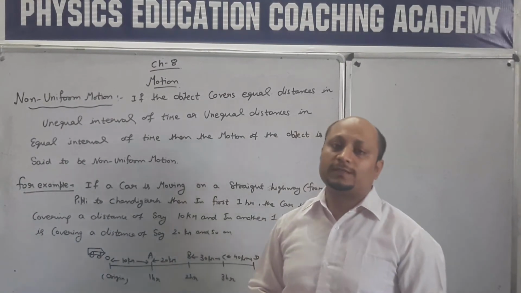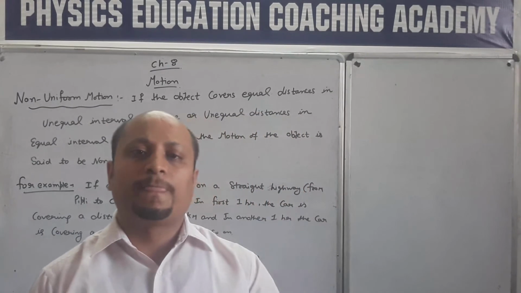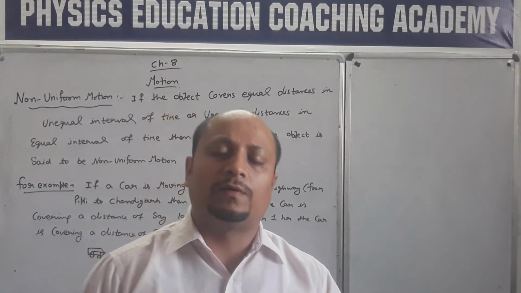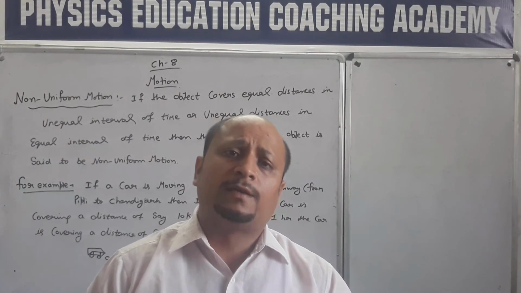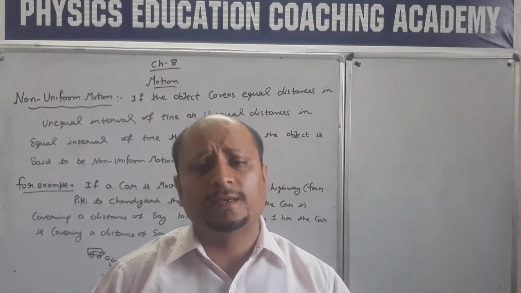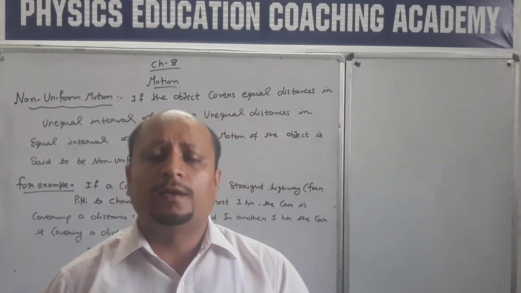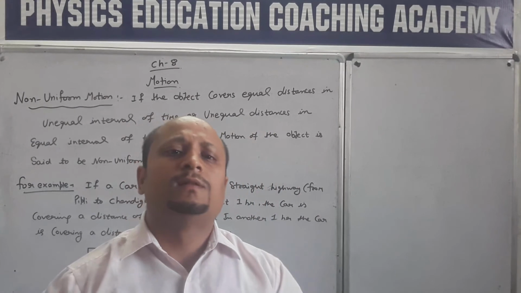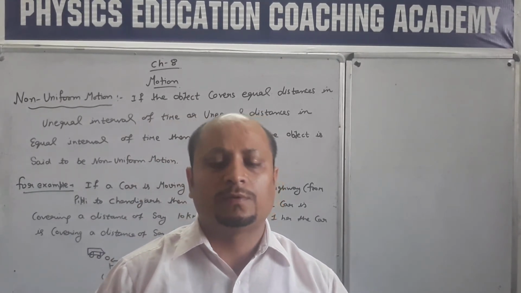So students, if the object covers unequal distance in equal interval of time, then the motion of the object is said to be non-uniform motion. Or we can say, if the object covers equal distance in unequal interval of time, then the motion is said to be non-uniform motion. Clear?